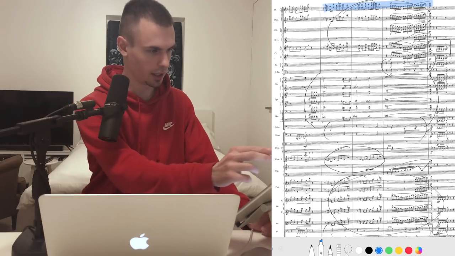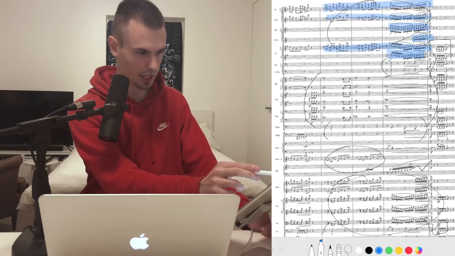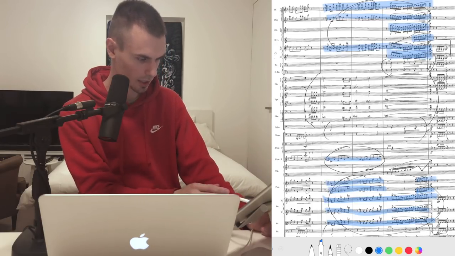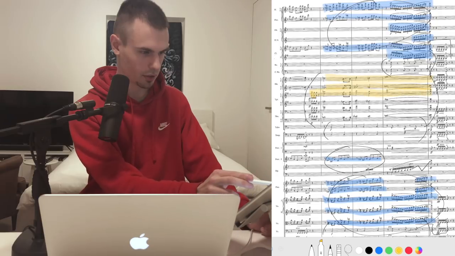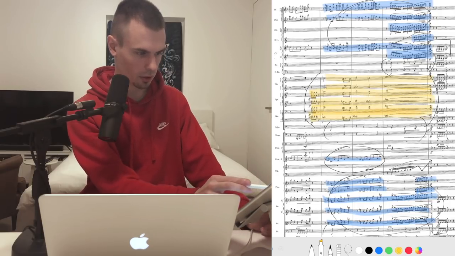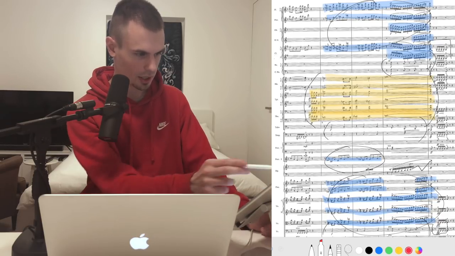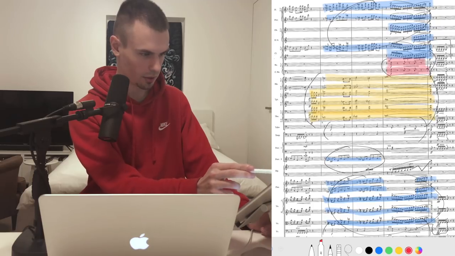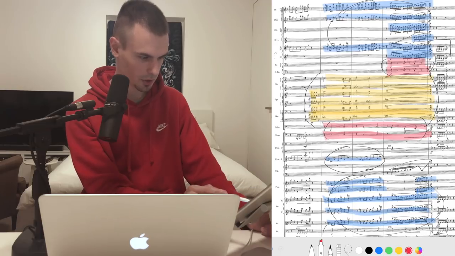So I'm going to go ahead and highlight these as all being part of the same thing, okay? And that looks like it for that. We'll go ahead and mark off the horns, trumpets. Now, I wouldn't normally do all of this highlighting, because I've sort of gotten used to doing this. But maybe this is something you want to do just to kind of train your eyes and your brain a little bit.